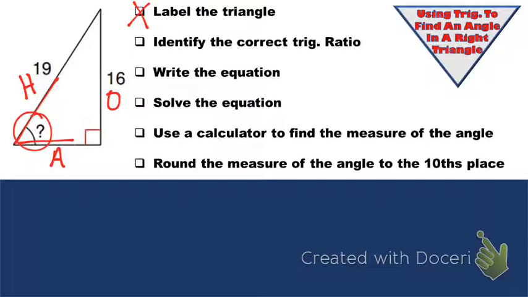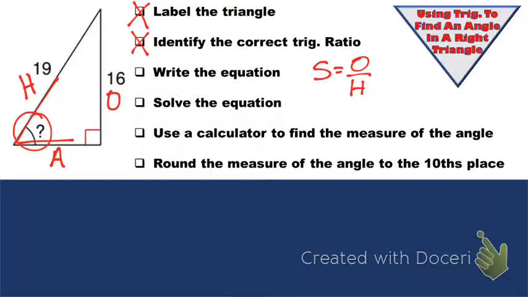The next step is to identify the correct trig ratio. In this problem, we have a 16 on the side that's the opposite and a 19 on the side that's the hypotenuse. Opposite and hypotenuse requires the trig ratio sine. So on this problem, we will be using sine equals opposite over hypotenuse.